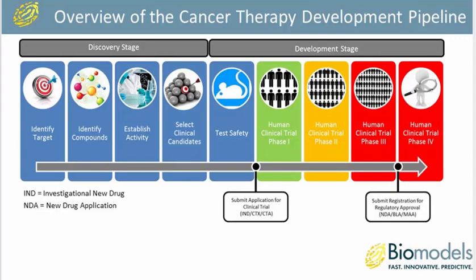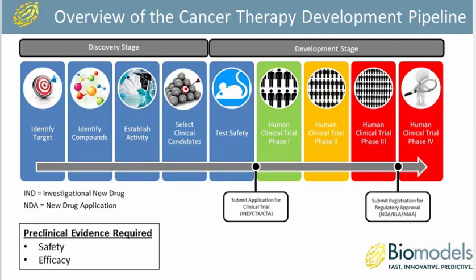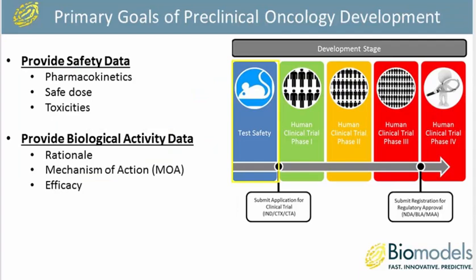To move into human clinical trials, we need to get approval from the FDA, usually in the form of an IND, investigational new drug. And to do so, we basically only need from the FDA, at the very minimum, to show safety and some efficacy. So this seems pretty straightforward. We know how to provide safety data. We can look at pharmacokinetics, find a safe dose, and assess toxicities. But really, the next step is where it becomes more complicated, and that's providing the biological activity data.